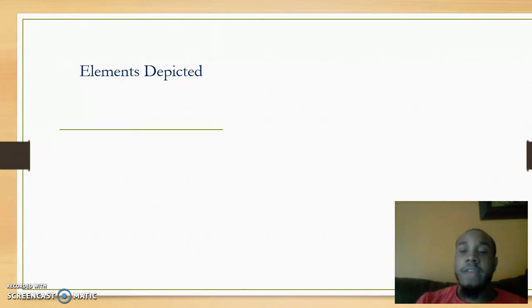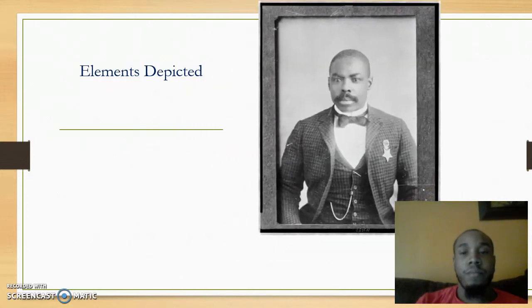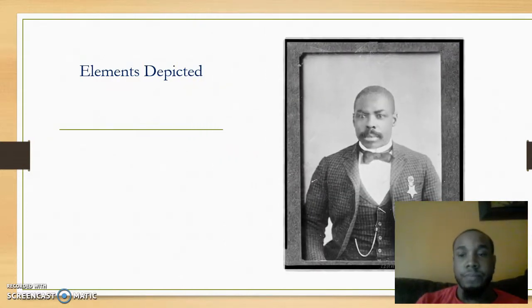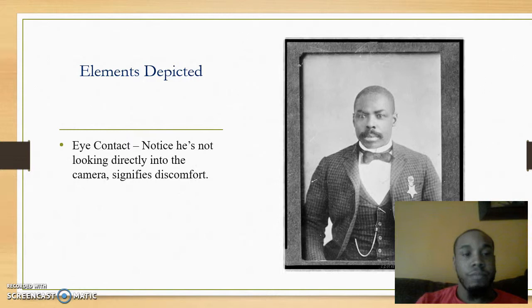So let's look at the different elements depicted in the pictures that were given. Eye contact. In analyzing this picture, we see that he is not making direct contact with the camera in which he's taking a picture. Sometimes when we look away, we can be uncomfortable. We can be in pain sometimes.